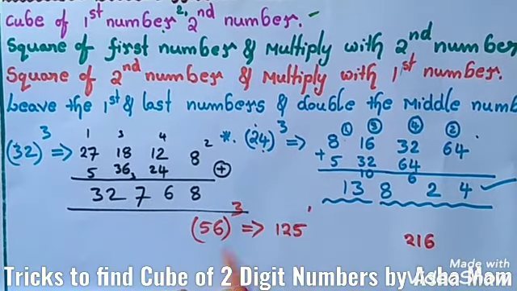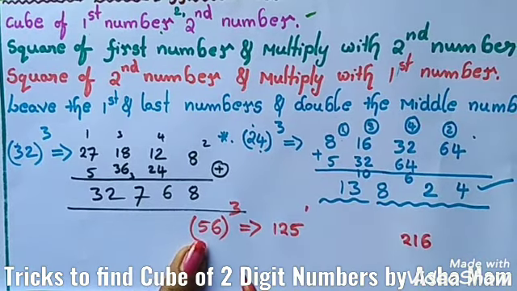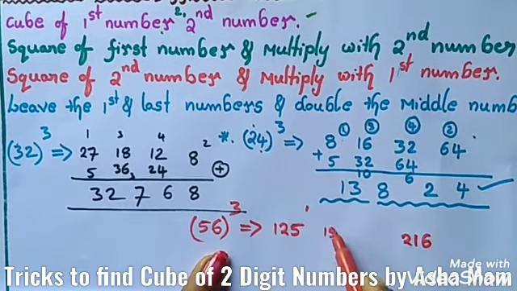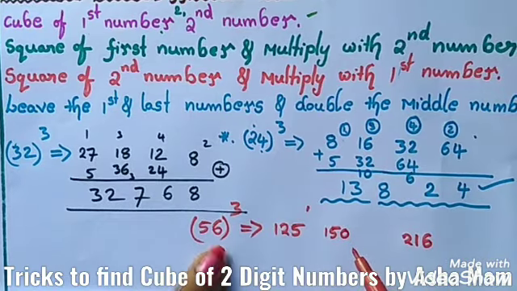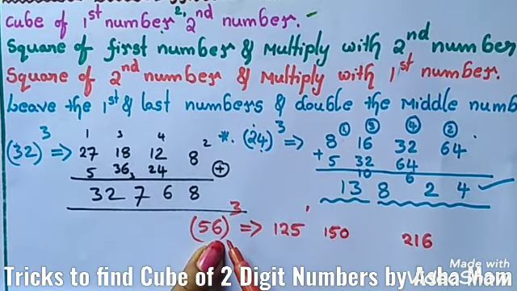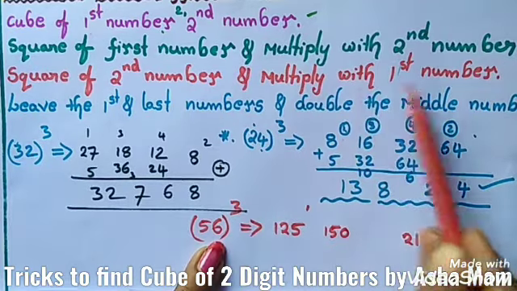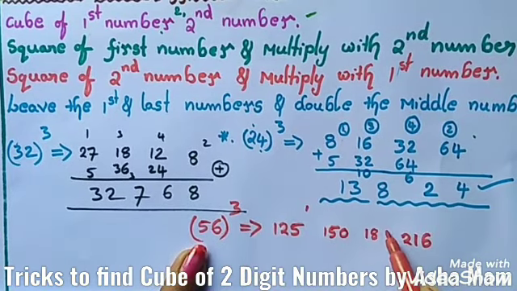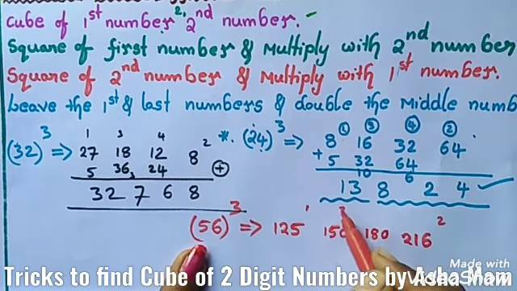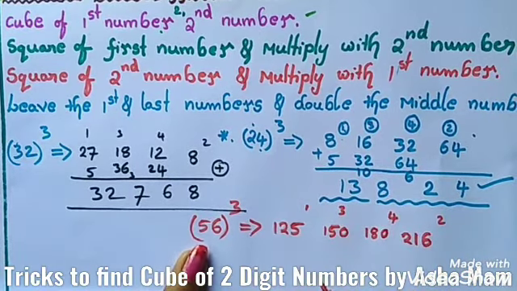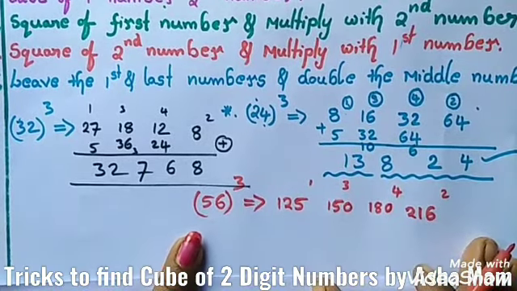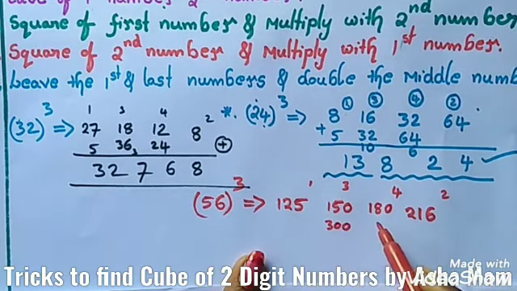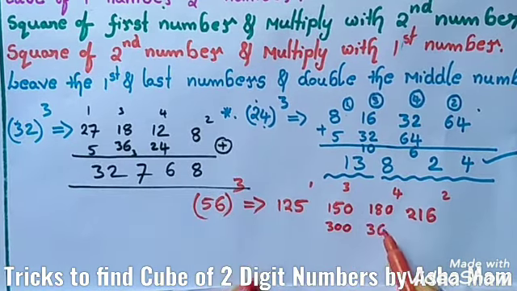Now square the first number. Here is the first number 5. So 5 into 5, 25. 25 into 6, that is 150. Now square the second number. Here is the second number 6 and multiply with the first number. 6 into 6, 36. 36 into 5, 180. Okay. This is second rule. This is third rule. This is fourth rule. Simple. And what we have to do at last, leave the first and last numbers and double the middle numbers. So here is the middle number 150. 150 into 2, 300. 180 into 2, 360.